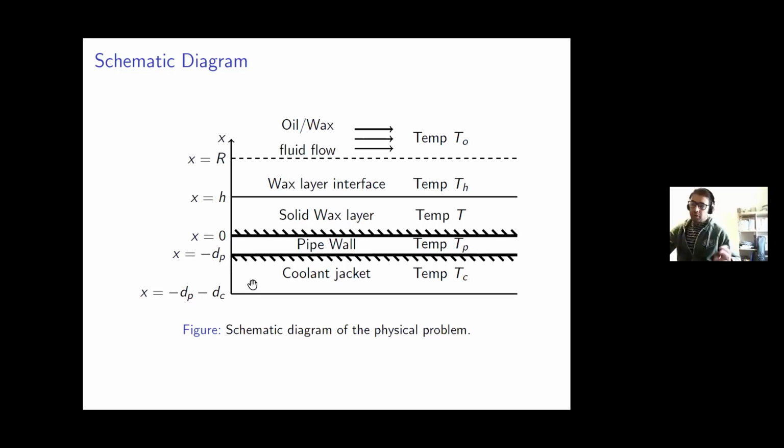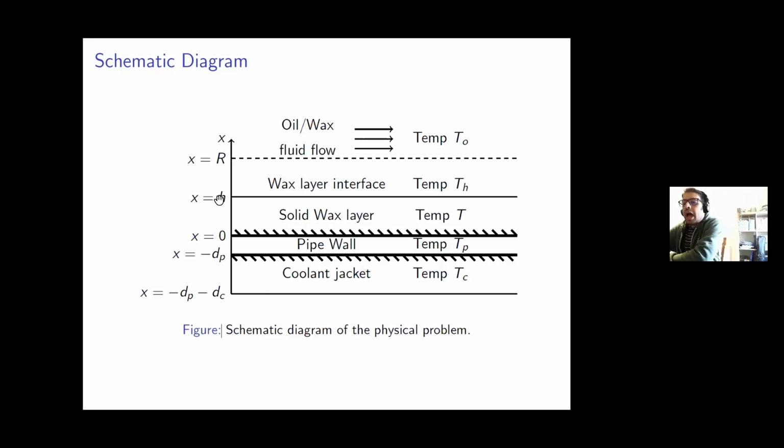Okay, and these are the outer parts. And the temperature here again in the coolant jacket is Tc. The temperature in the pipe wall is Tp, which is at this point unprescribed. Additionally, between x equals 0 and x equals h, we have our solid wax layer. And this has a temperature profile T, which is to be determined, or is still unprescribed.